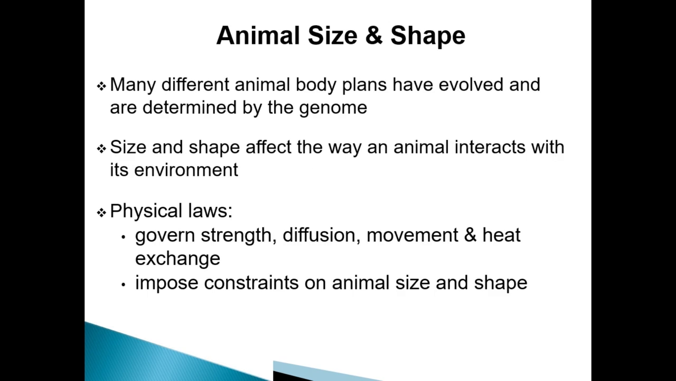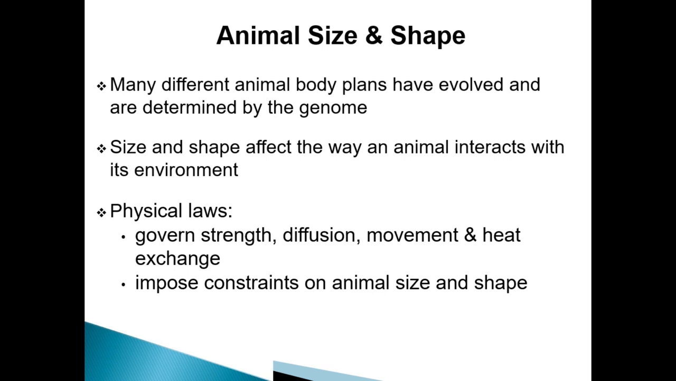There are many different animal body plans that have evolved, and each one is determined by the genome. The size and shape affect the way that the animal will interact with the environment. And these are largely governed by physical laws of strength, diffusion, movement, and heat exchange. And these laws can possibly impose constraints on the size and the shape of the animal.